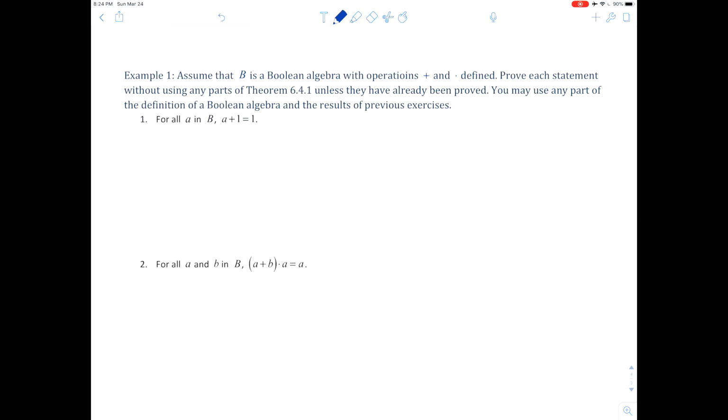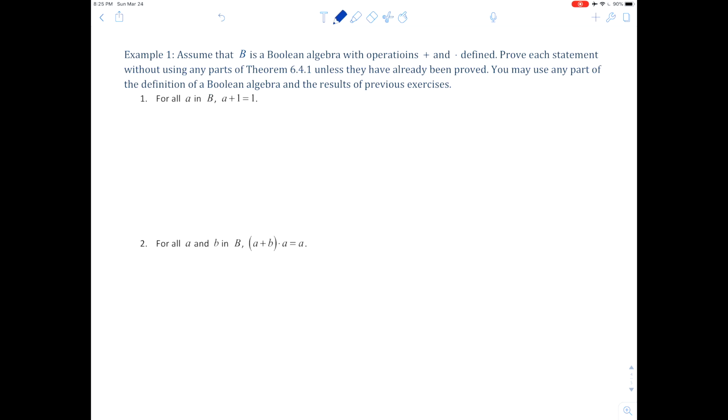The first example, we're assuming B is a Boolean algebra with the operations or and and, defined as the plus and the dot. Prove each statement without using any parts of the theorem unless they've already been proved. You may use any part of the definition of a Boolean algebra and the results of previous exercises. Okay, so here we go. For all A and B, A or 1 is equal to 1.